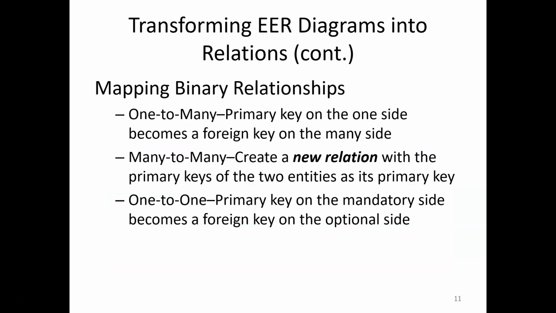Here are the rules about mapping binary relationships. If you see a one-to-many relationship, then the primary key on the one side becomes a foreign key on the many side. Let's take a look at an example here.